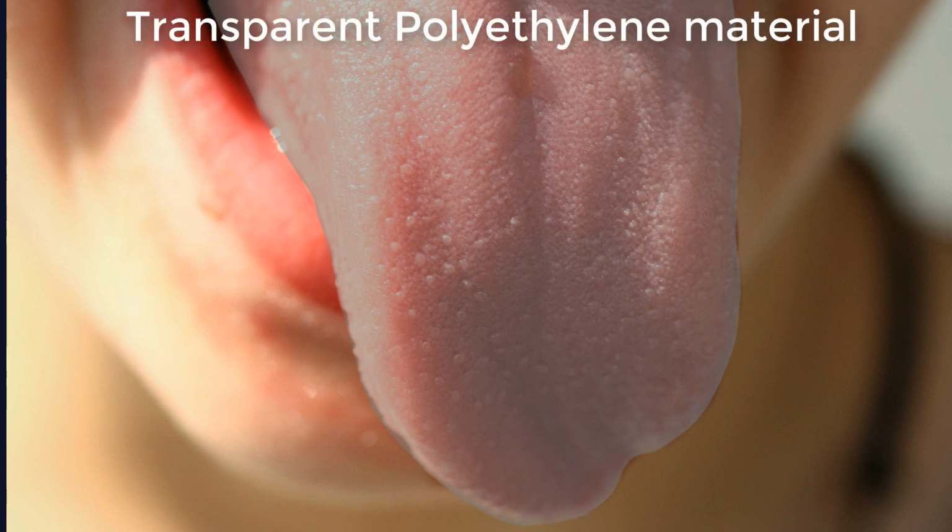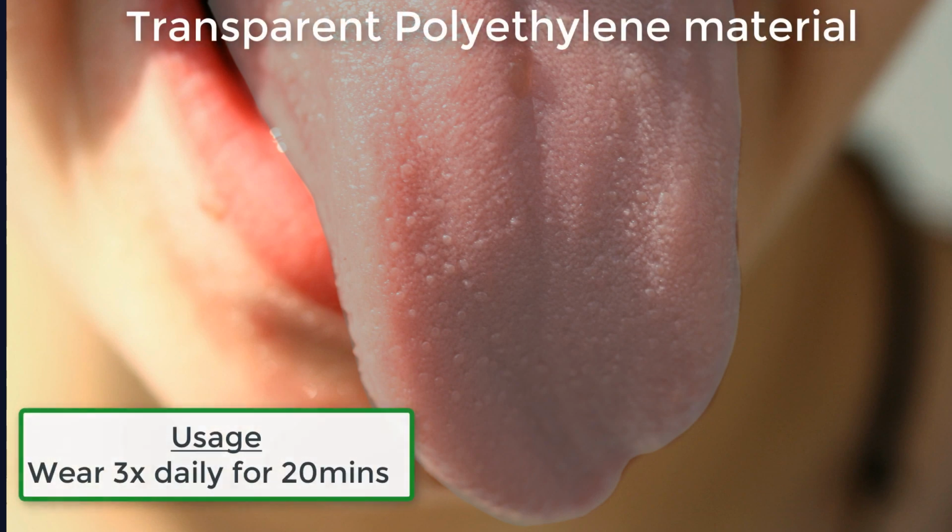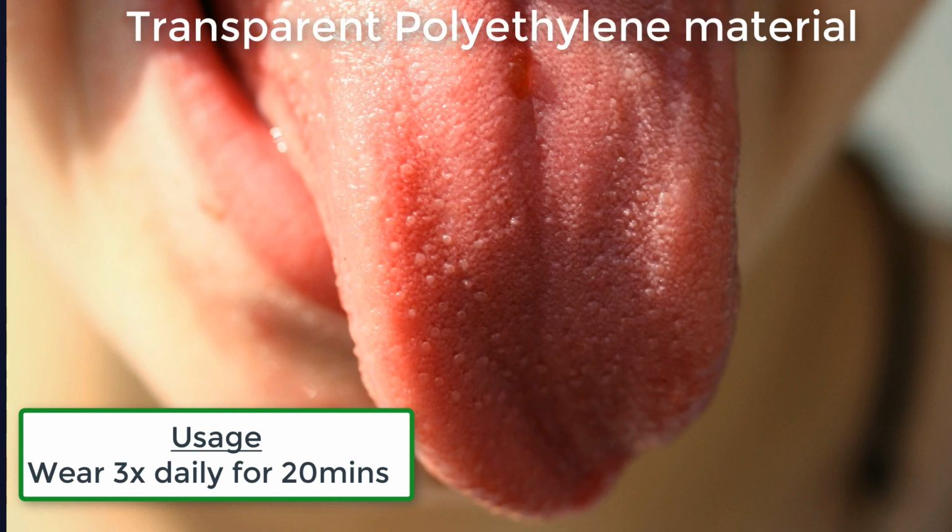The protector is a transparent low density sheet of polyethylene material that is worn 3 times daily for about 15 to 20 minutes each time, and for about 2 to 3 months. As you can see, it covers the whole of the anterior 2/3 of the tongue, which is the part most likely to be traumatized, and it's also the part most likely to be affected by BMS. Now, obviously, this is a schematic diagram, but it shouldn't be difficult to conceptualize.